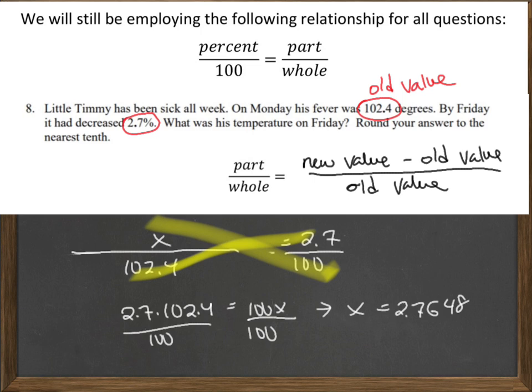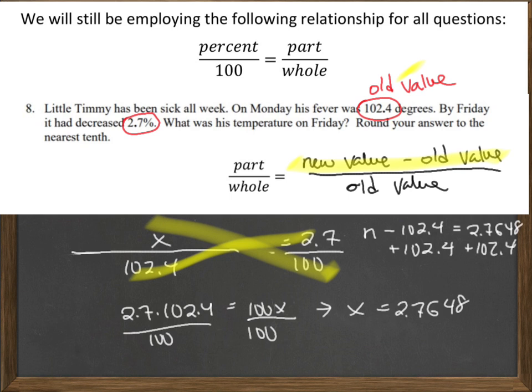So what is x? Remember, we replaced this whole numerator, the new value minus the old value, with x. So what does that mean? That means that we have the new value, I'm going to just write it as n, new value minus the old value is equal to 2.7648. But we know the old value. What was his original temperature? Well, his original temperature was 102.4 degrees. So the new minus the old is equal to 2.7648. So to solve for his new temperature, we can just add 102.4.